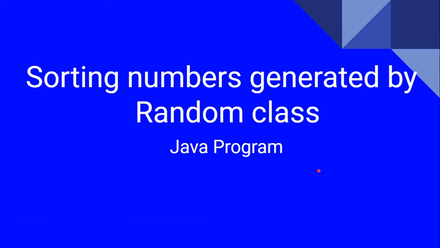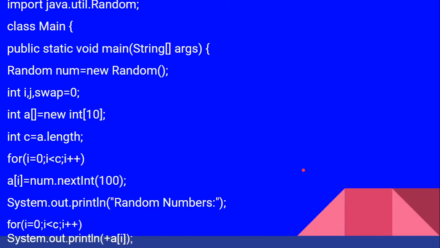Hello everyone, in this video we are going to see sorting of numbers that are generated by the Random class. We have seen many classes which come under util in Java. Here one such class is the Random class. Let us see how to generate the random numbers and how to arrange those random numbers generated using the Random class. So let us see the program.